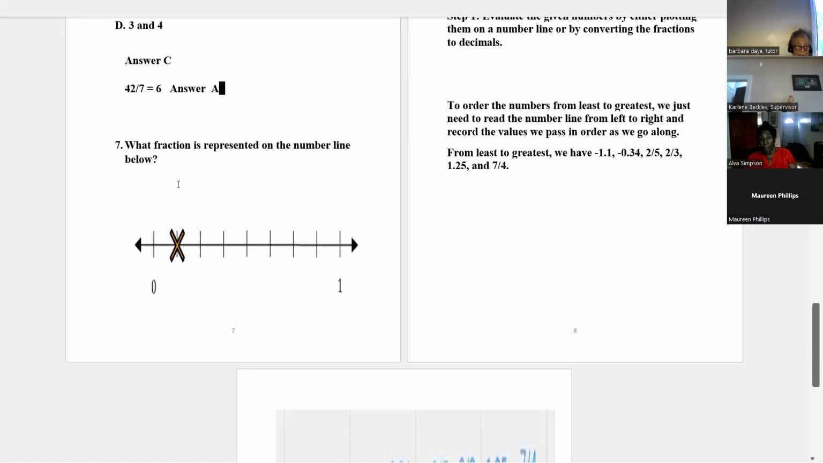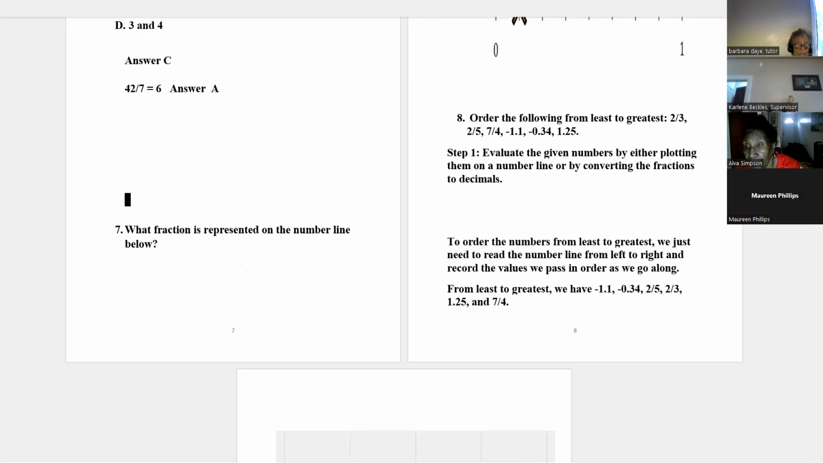I just called it out. 1/8, 2/8, 3/8, 4/8, 5/8, 6/8, 7/8, 8/8, which is 1. So that X is on what fraction, Maureen? 1. I'm sorry, 0. So call out the fraction.